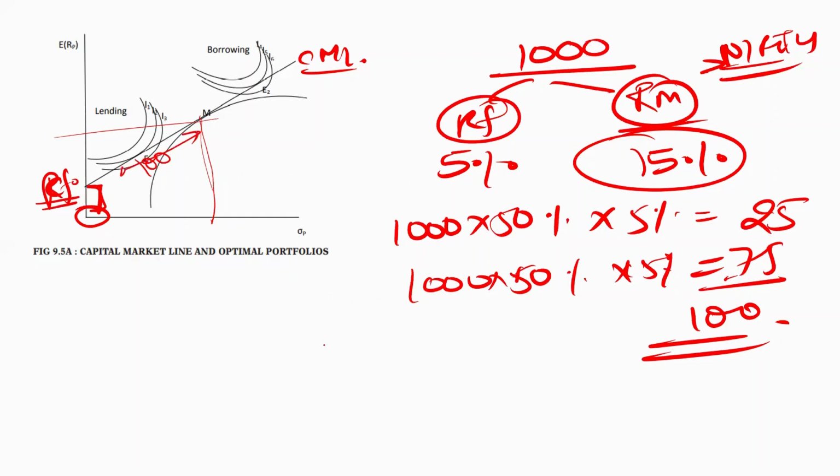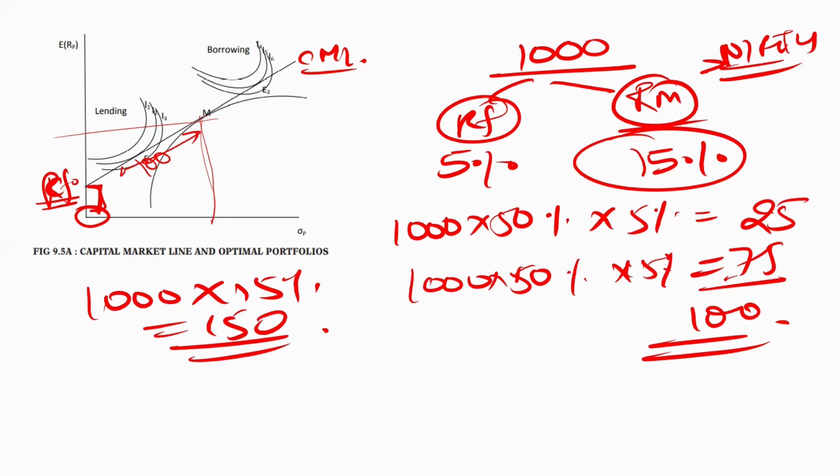Now if I decide that I will invest all of my money in the market, then this would become 150. So this is the 150.